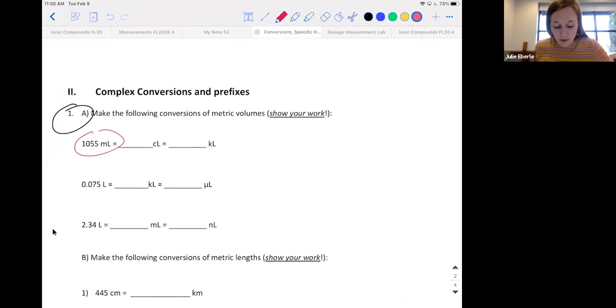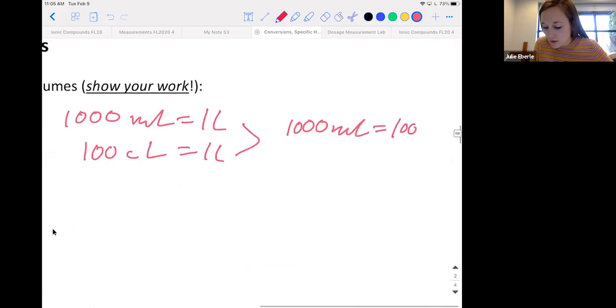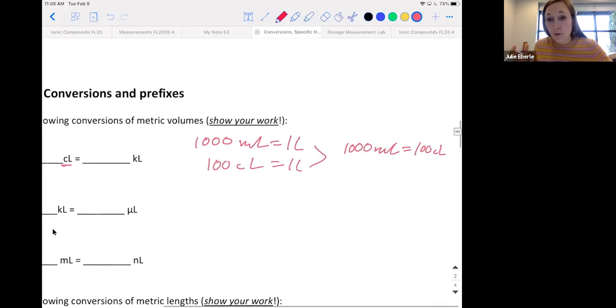First, we need to convert milliliters to centiliters. So we need a relationship between milliliters and centiliters. I know there's 1,000 milliliters in 1 liter. I know there's 100 centiliters in 1 liter, and because these are both equal to a liter, they equal each other. There's 1,000 milliliters in 100 centiliters. Sorry, sometimes it cuts me off on the side. Okay. Now, if you want to simplify this, you can. You could simplify 1,000 and 100 to 10 milliliters equals 1 centiliter, but you don't have to.